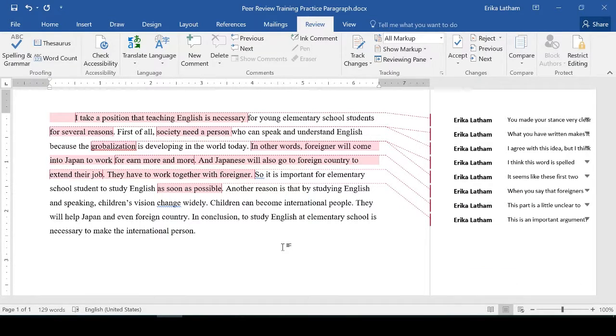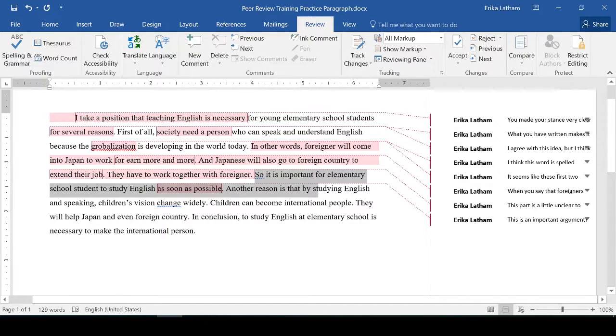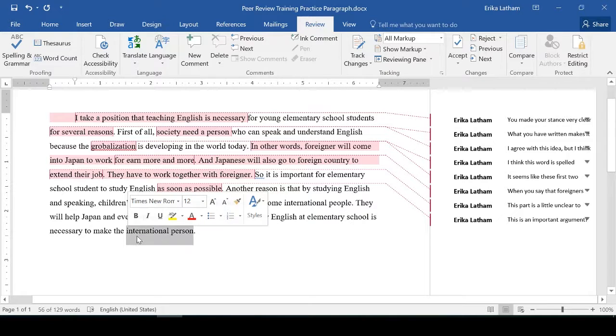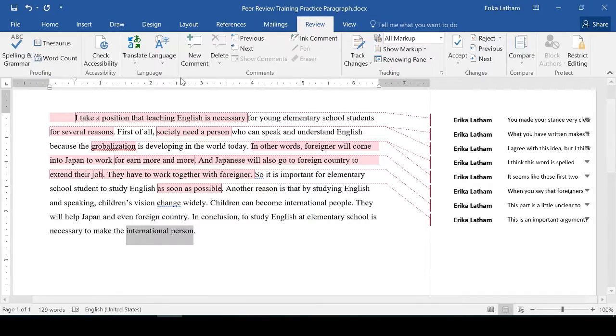So let's read through the rest here. "It's important for elementary school student. Another reason. Vision change widely. Become international people. They will help Japan in every foreign country." Yeah, the grammar and spelling in the rest of this is pretty good. But they do mention international people and international person twice, which isn't really clear to me. So I'll comment on that.